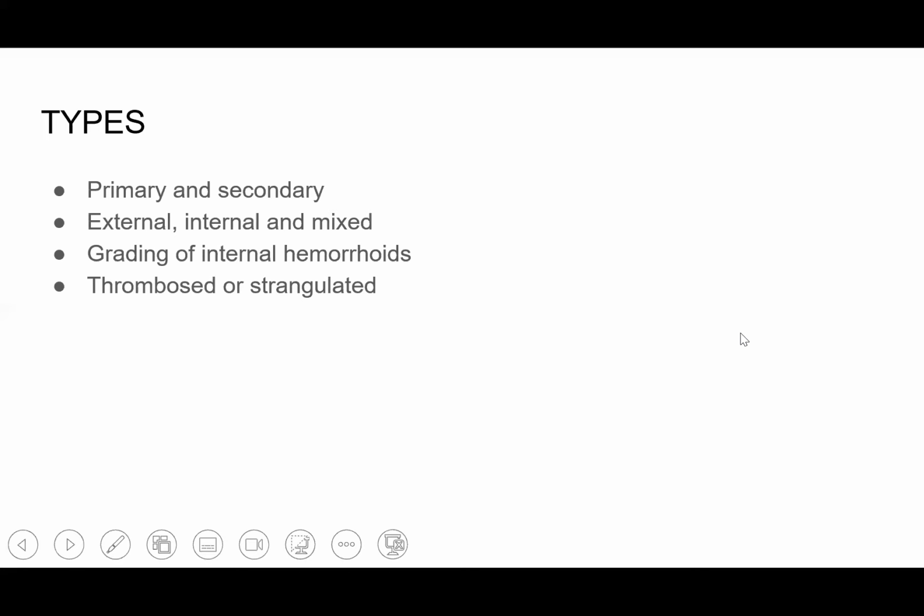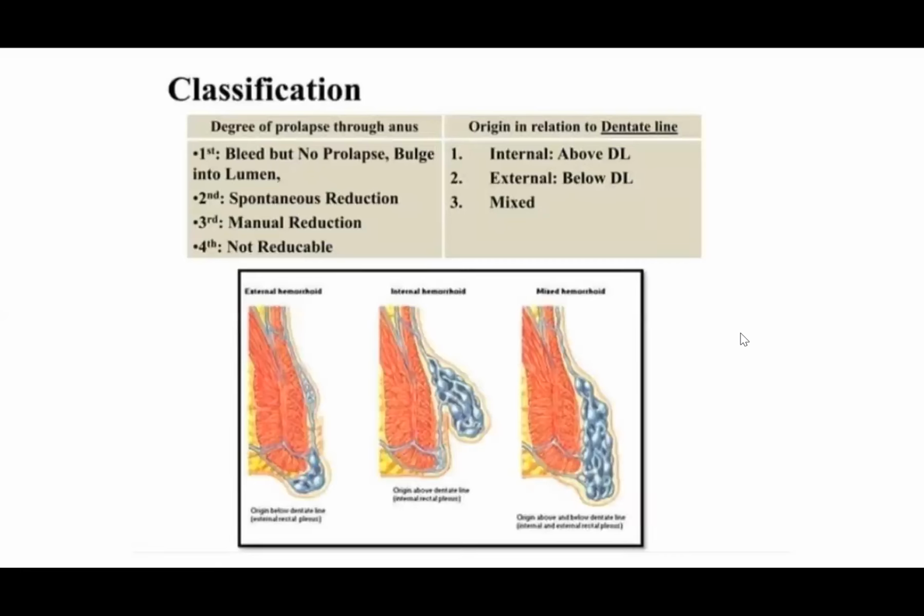So types of hemorrhoids include primary and secondary. Primary being at the notable places where hemorrhoids occur, which is the 3, 7, and 11 o'clock position, known as the right anterior, right posterior, or the left lateral position. Then secondary hemorrhoids are hemorrhoids that occur at any ectopic site away from the primary hemorrhoids. Hemorrhoids can be classified as external, that is below the pectinate line; internal, that's above the pectinate line; the external being due to the dilation of the hemorrhoidal plexus, the internal being due to the sliding of the anal cushions; and then mixed.